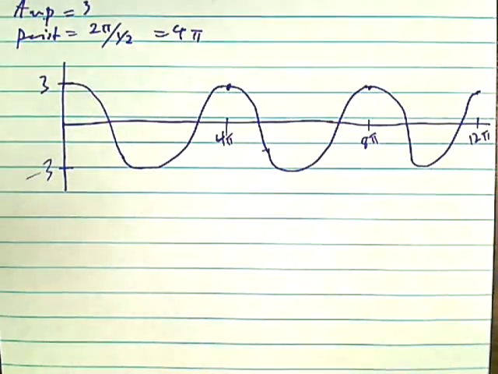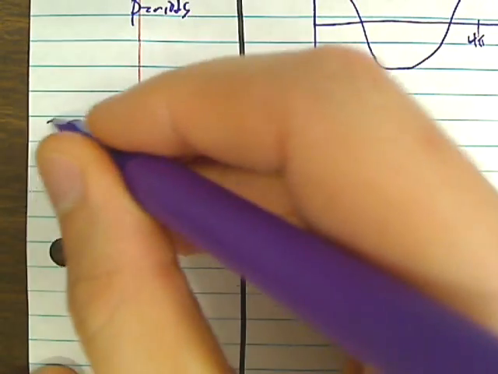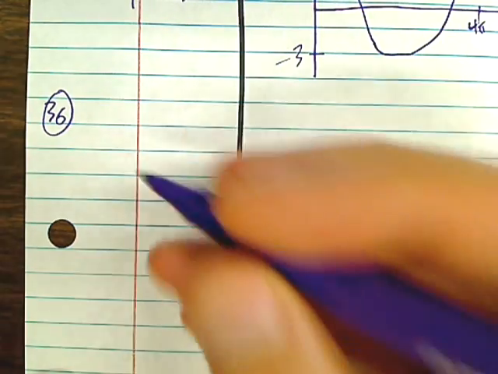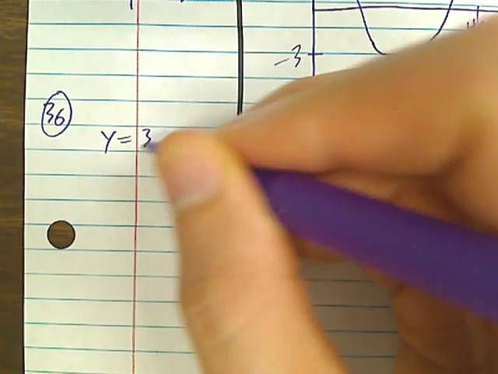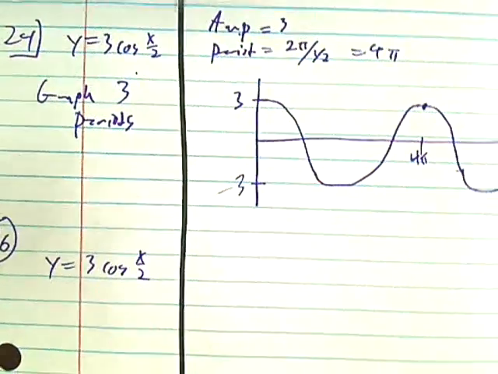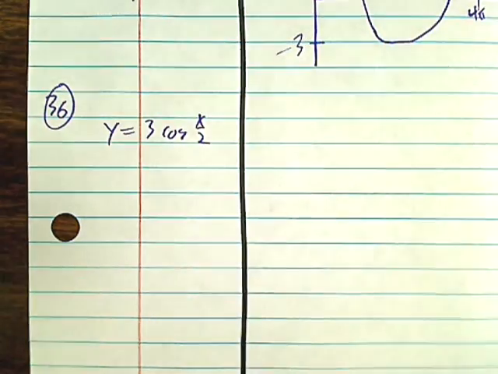All right, let's do one more, number 36. Identify the maximum, minimum values and zeros of the function. Okay, so 36, y equals 3 cosine x over 2. I picked this one so I could be lazy. It was the same as the last one, so I'm going to use that same data.